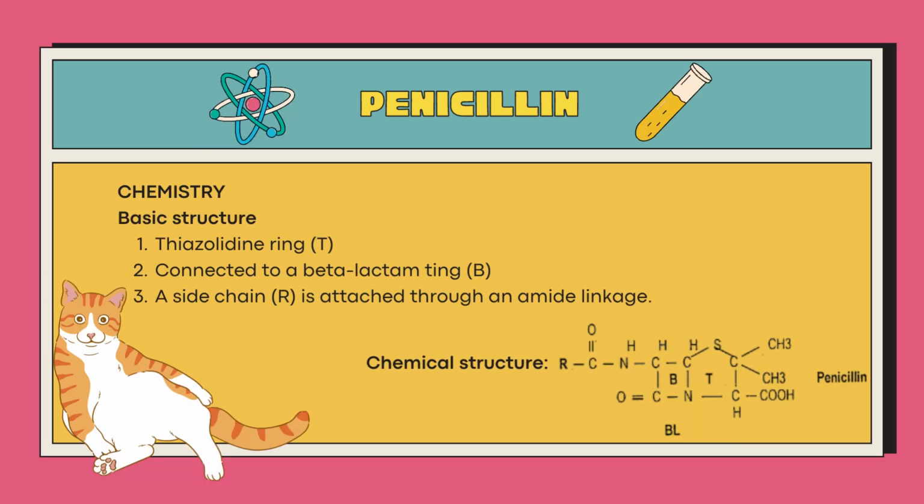The chemistry of penicillin. The basic structure of penicillin comprises the thiazolidine ring T connected to a beta-lactam ring B, to which a side chain R is attached through an amide linkage. The bacteria which elaborate the enzyme penicillinase, a beta-lactamase, are resistant to penicillins. The enzyme breaks the beta-lactam ring and inactivates penicillin through formation of penicilloic acid, which does not possess antibacterial activity.